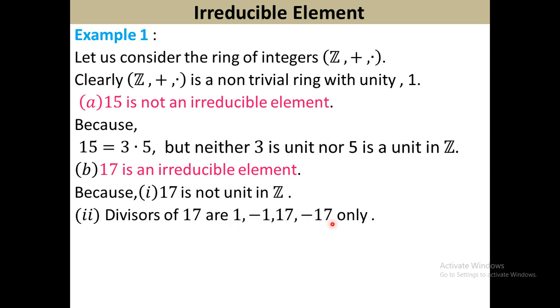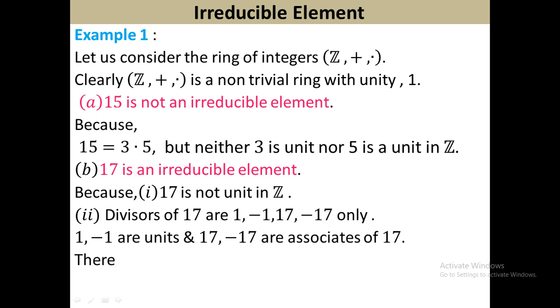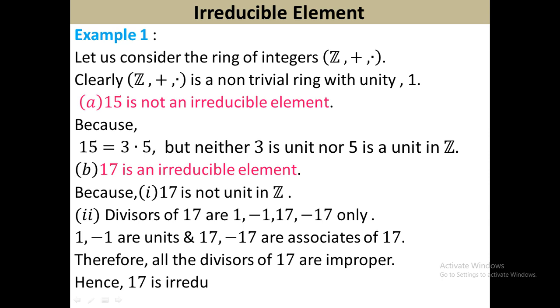Therefore minus 17 is an associate of 17. So all these elements are improper divisors of 17. Here 1 and minus 1 are units, and plus minus 17 are associates. Therefore all the divisors of 17 are improper. Hence 17 is an irreducible element. I hope that you understand the example. Now I will go to another example. This is example 2.